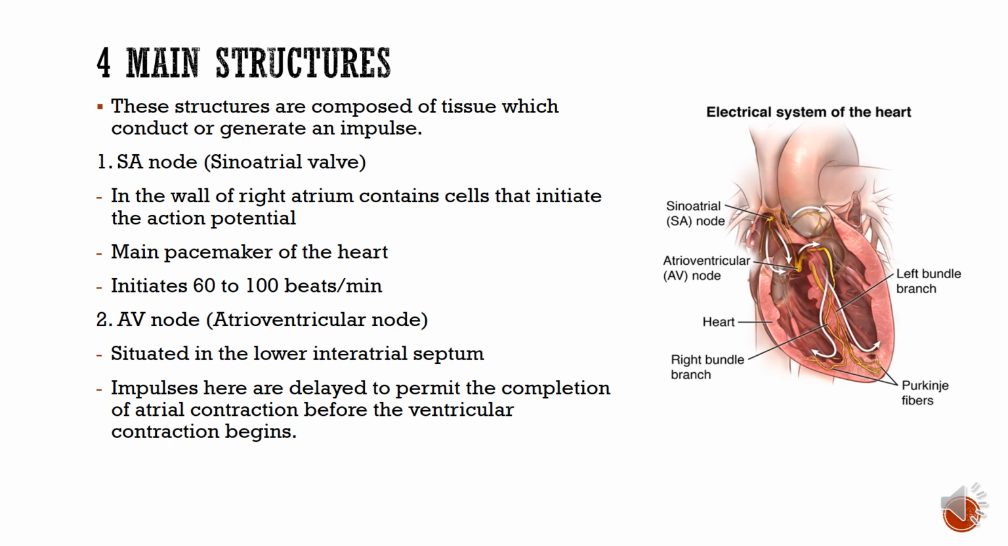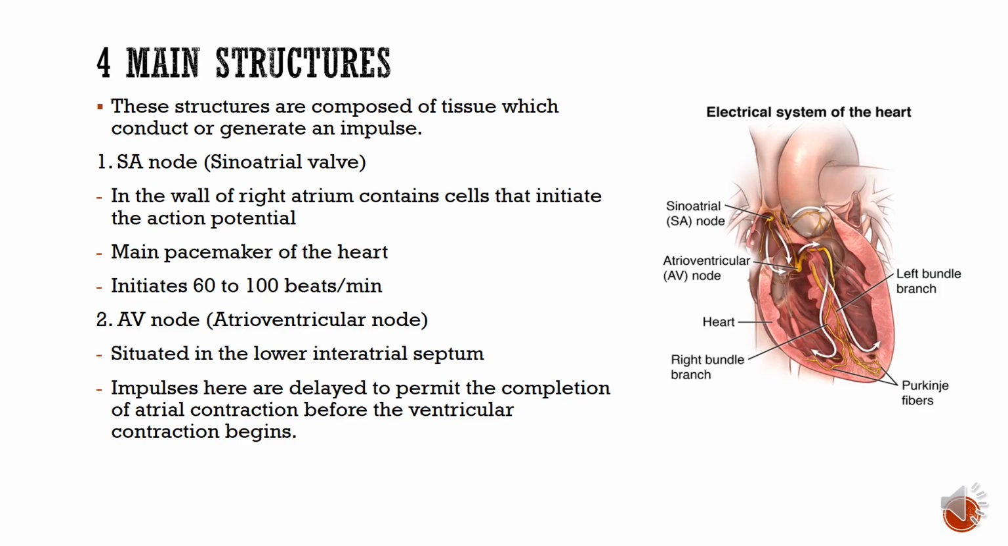There are four main structures in a heart. These structures are composed of tissue which conduct or generate an impulse. So first one is SA node, sinoatrial node, in the wall of the right atrium which contains the cells that initiate the action potential. This is the main pacemaker of the heart which initiates 60 to 100 beats per minute.